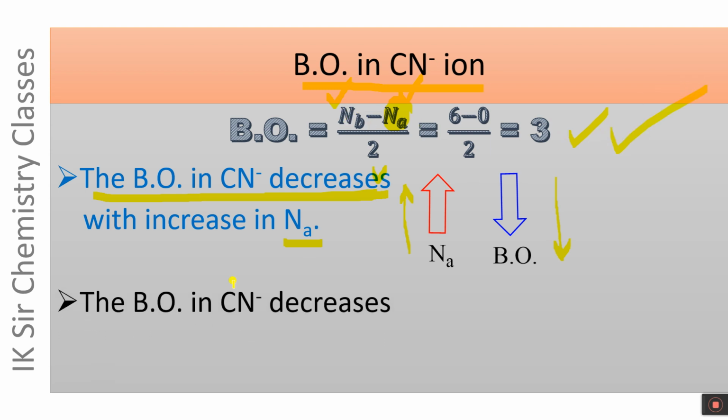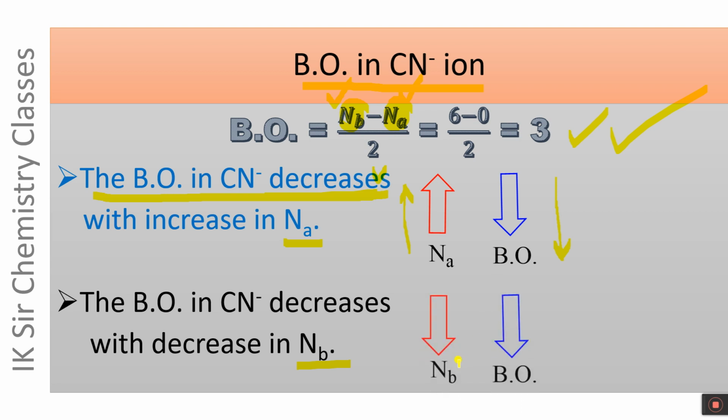At the same time, the bond order in CN minus ion decreases with decrease in Nb. As the number of electrons in the bonding MO decreases, CN bond order will decrease. As number of electrons in bonding MOs decreases, carbon-nitrogen bond order also decreases.